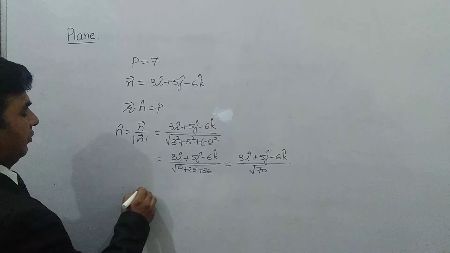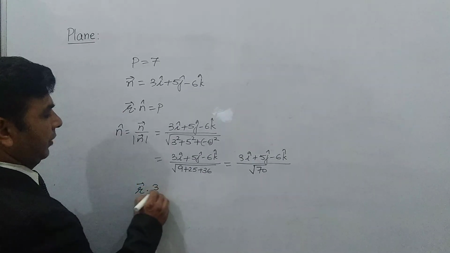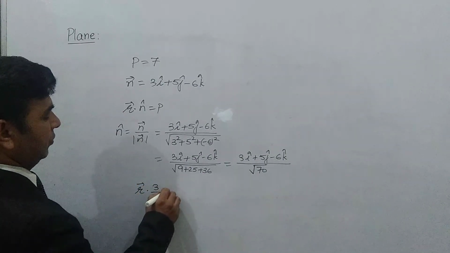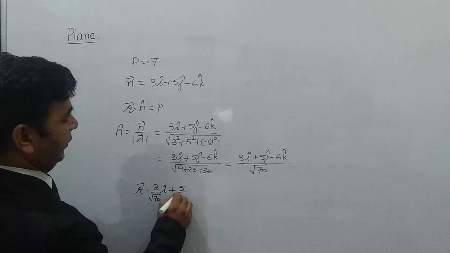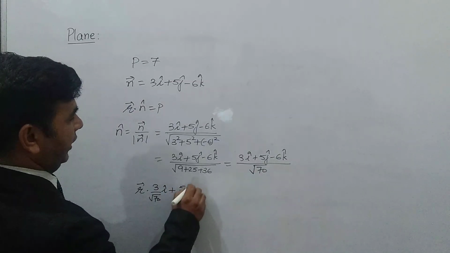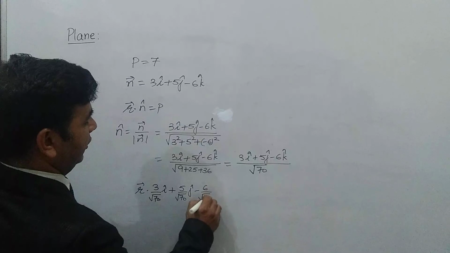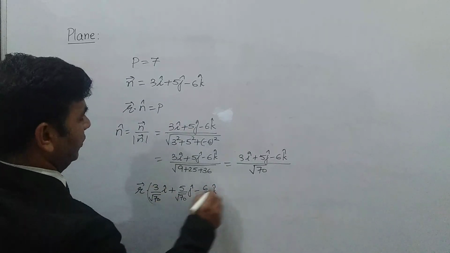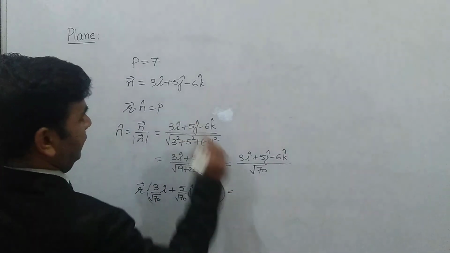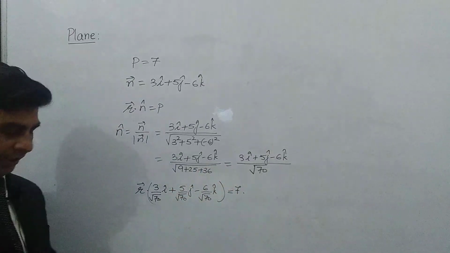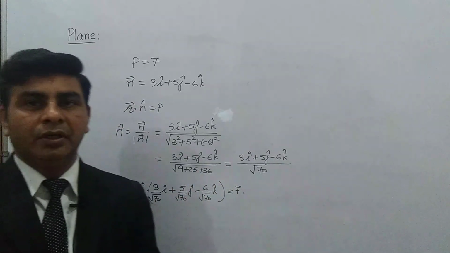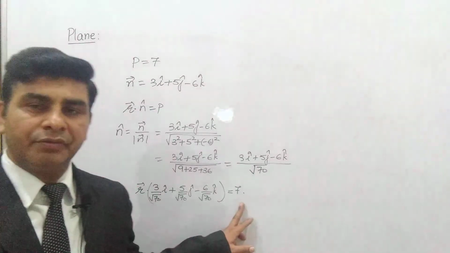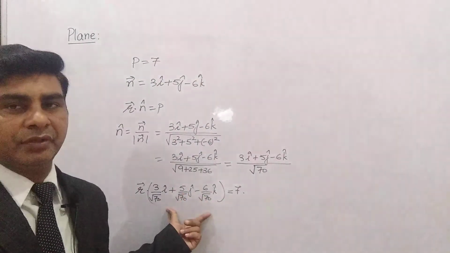So equation of plane is given by vector r dot 3 upon root 70 into i cap plus 5 upon root 70 into j cap minus 6 upon root 70 into k cap is equal to p, which is given as 7. So this is the equation of plane in which distance from the origin is given to you and normal vector is given to you.